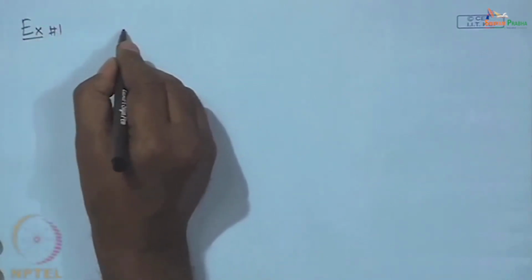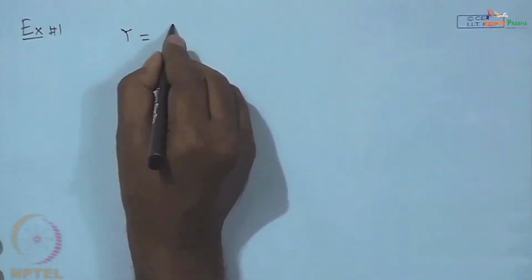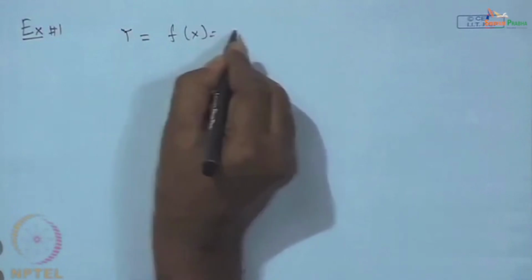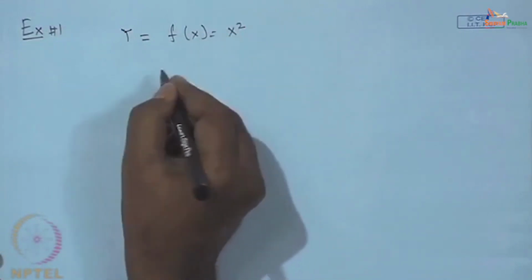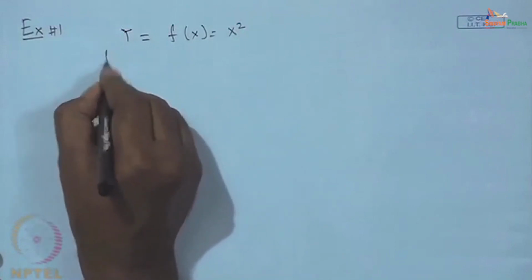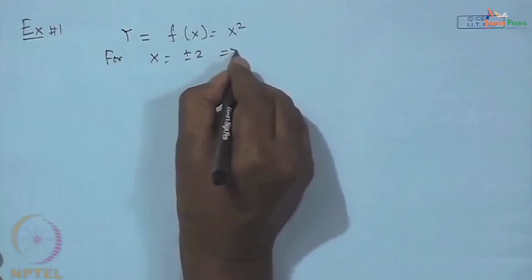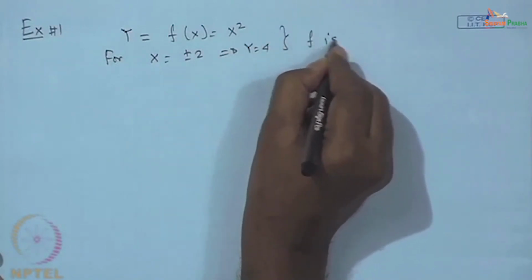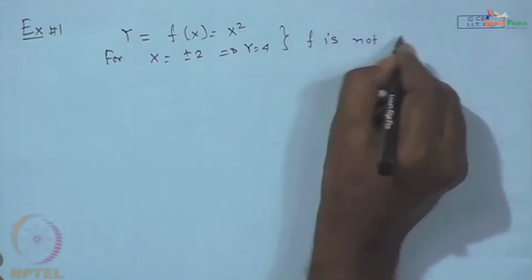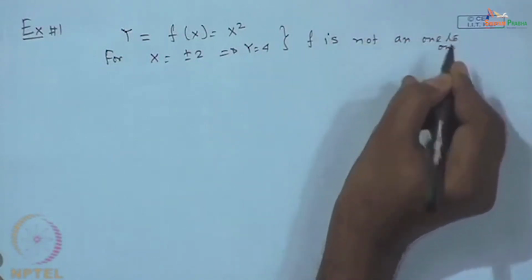Now, consider the function y is equal to f(x) is equal to x square. The first one we have, I just talked about. For x is equal to plus minus 2, y is equal to 4. So, therefore, f is not a one-to-one function.